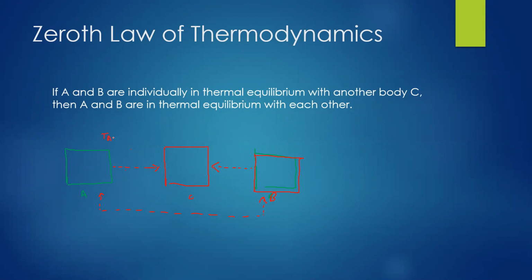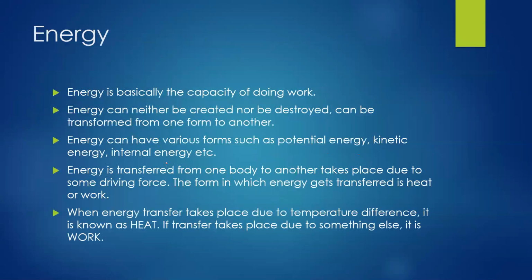That means if TA is equal to TC, since these two are in thermal equilibrium, and TB is equal to TC, since these two are in thermal equilibrium, it can easily be said that TA is equal to TB, which is an implication of the zeroth law. That is what the zeroth law states: if both are individually in thermal equilibrium with a third body, then these two are in thermal equilibrium with each other. That is your zeroth law of thermodynamics. It's quite easy, and we are not going to use this law too much, so we'll not go into depth.